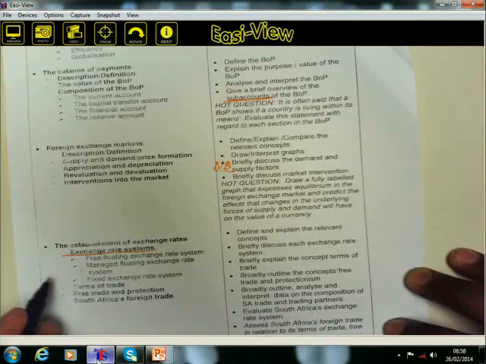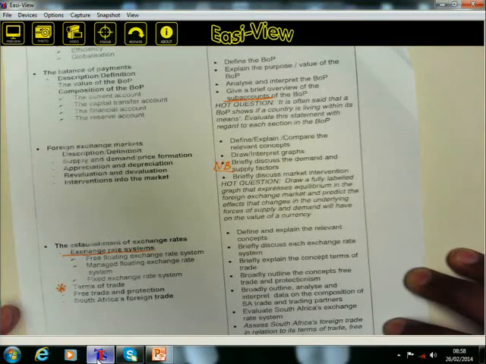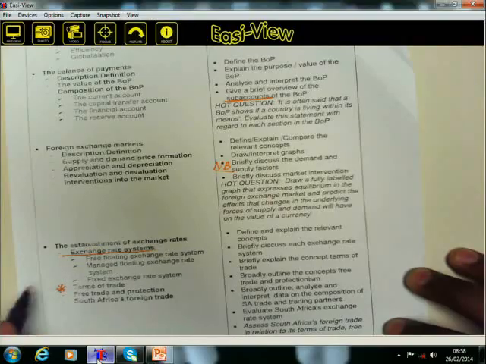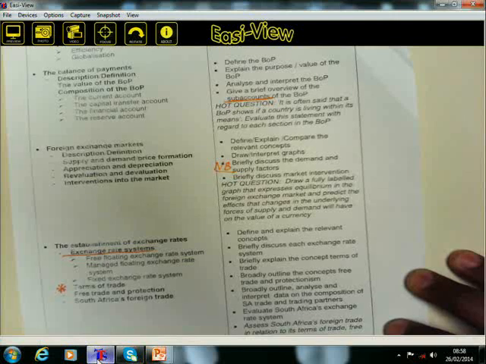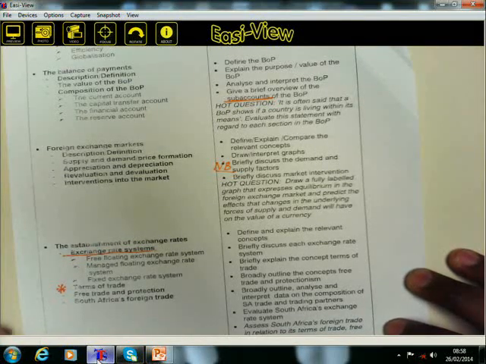We also need to take note that we must be able to calculate the terms of trade and know exactly what the terms of trade are. And also free trade and protectionism. About protectionism, we'll learn more about the tariffs that are used to control imports and exports within our country, and also South Africa's foreign trade. The last one is the correction of the deficit on the balance of payment account.